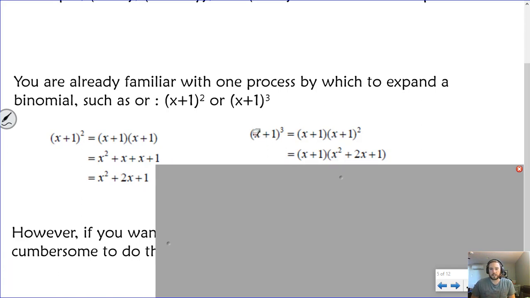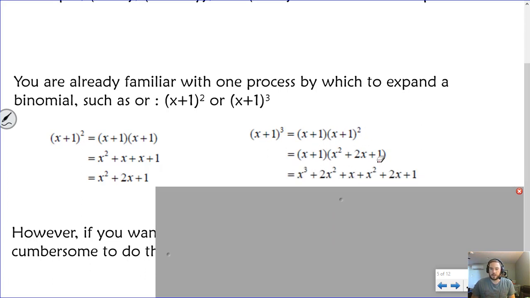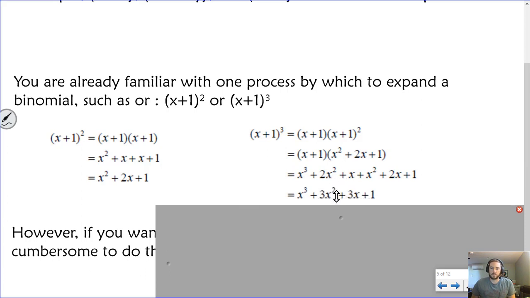And then for x plus 1 cubed, we would do exactly the same thing, where it's x plus 1 times x plus 1 squared. Well, we just solved for x plus 1 squared. We know it's this thing here, so we can replace it and then multiply that by x plus 1. So I'd have to say x times x squared, and x times 2x, and x times 1, and 1 times x squared, and 1 times 2x, and 1 times 1, and I get this big long thing here. And then I would take that and combine like terms and end up with this thing here, right?